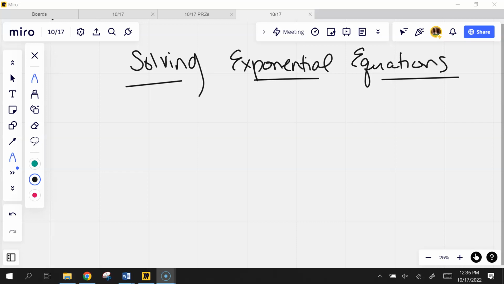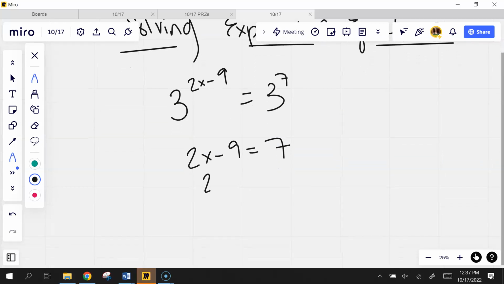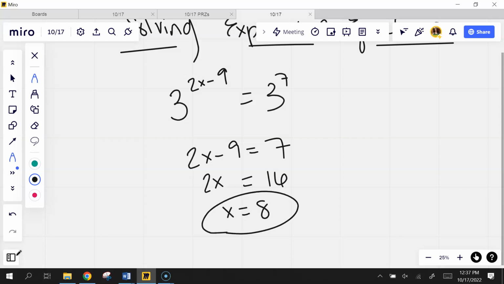Remember, if anything has the same base, and I'm just looking at number 1 on your classwork portion here, 3 to the 2x minus 9 equals 3 to the 7th. Anytime the base is the same, you can just set those exponents equal and solve, right? Y'all remember doing that? Okay. So 2x minus 9 equals 7, that's pretty easy. I'll finish this out, so x is 16.